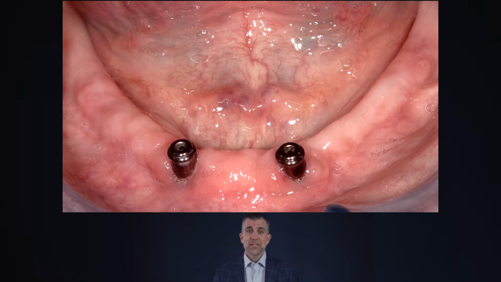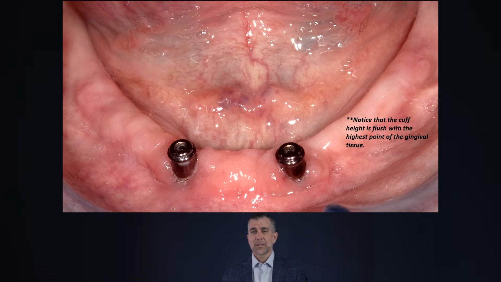And so here's the abutments in place, and you may look at that and say on the labial aspect, it looks like there's a lot of the cuff exposed. However, if you look at the lingual aspect of these implants, you'll notice that the tissue was measured to the highest point, and the abutment is almost flush with the tissue on the lingual aspect of these implants. So that's how we gathered that this was the appropriate abutment height.